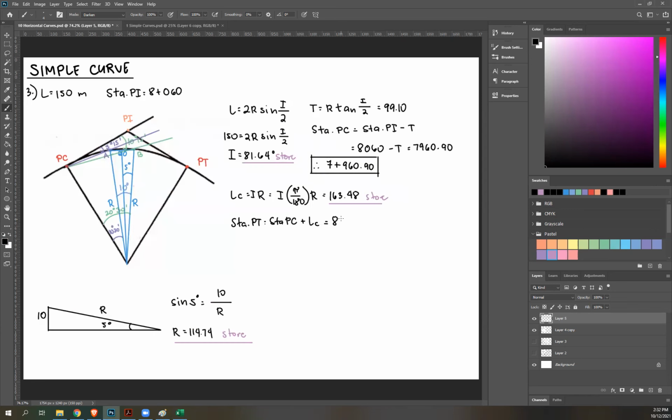So that's 8,124.38. And then to write that in station form, that's 8 plus 124.38. And that's it. That's how you solve for stations. Okay. So that's number 3. Do you have any questions? Please answer in the chat.